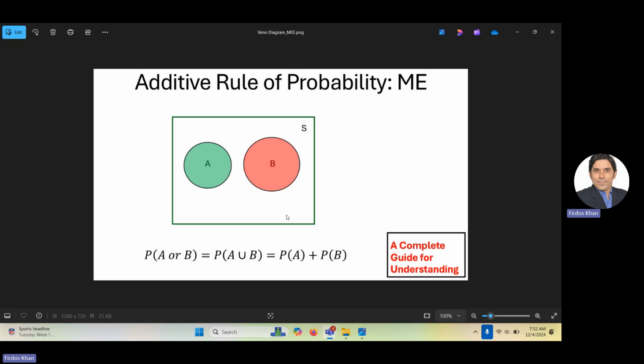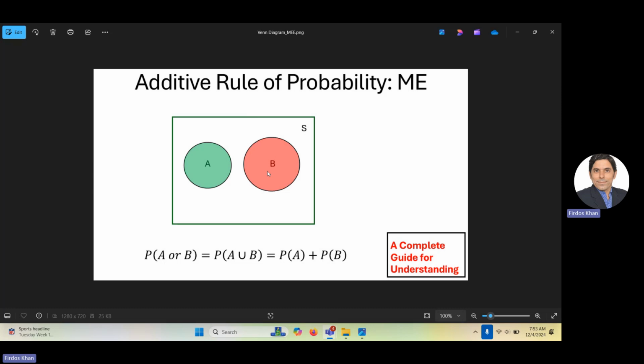Like you can see on the screen, the sample space is represented by S and denoted by the square, the triangle, and events A and B are represented by the green and the red circle respectively. So you can see that there is no common point in the events A and B, so these events are called mutually exclusive events.